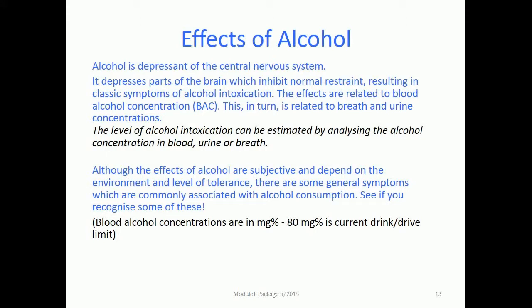Effects of alcohol. Alcohol is a depressant of the central nervous system. It depresses parts of the brain which inhibit normal restraint, resulting in classic symptoms of alcohol intoxication. The effects are related to blood alcohol concentration, BAC. This, in turn, is related to breath and urine concentrations.